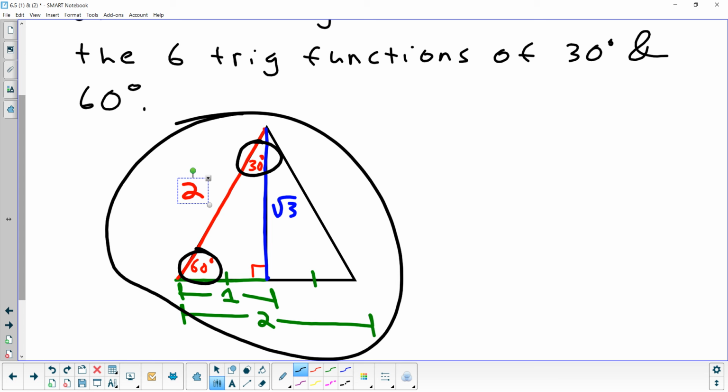So if I say do it from the 30, then the 1 is the opposite, and the square root of 3 is the adjacent. If I tell you to do it from the 60, then what I just said switches. Yep. In this case, they asked for both.